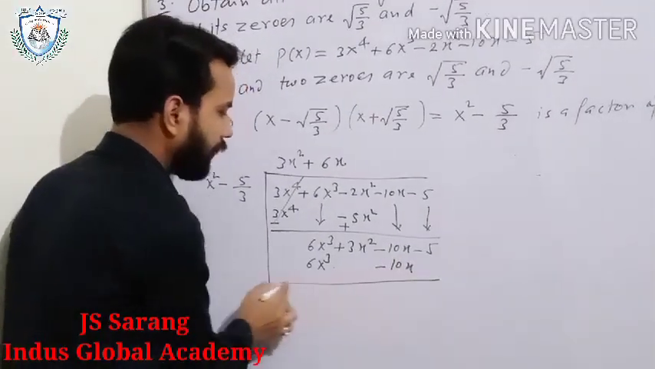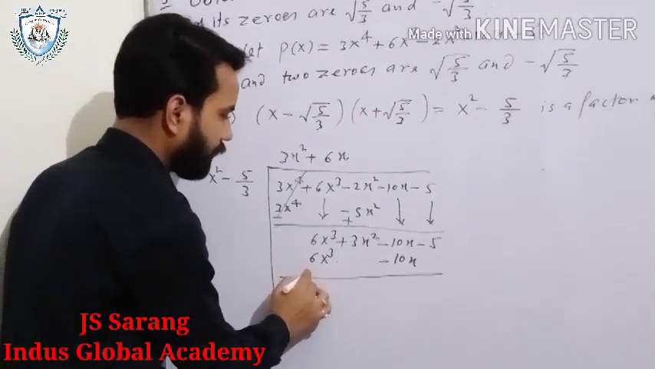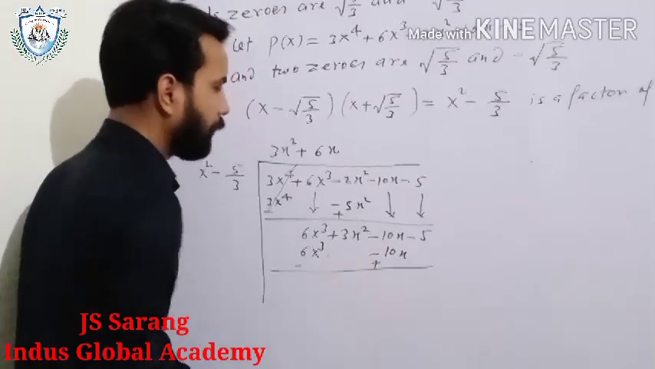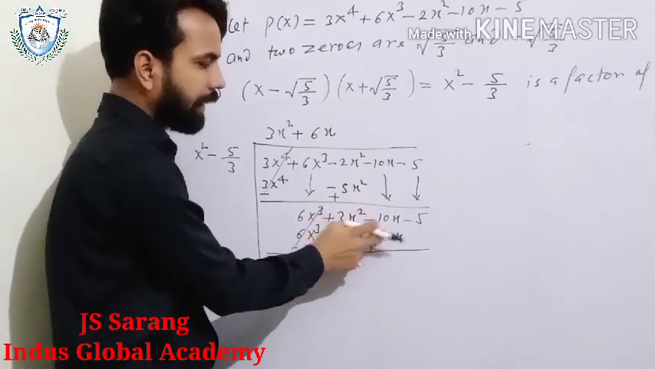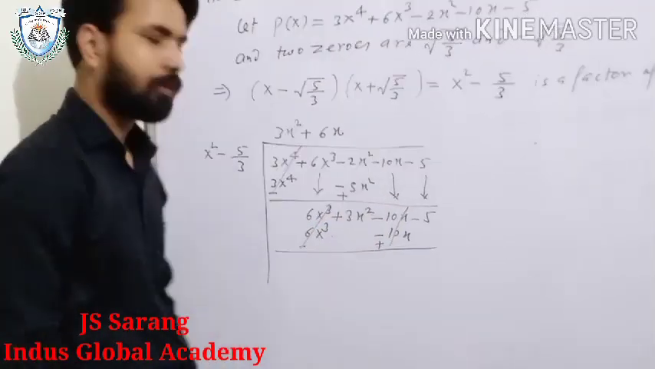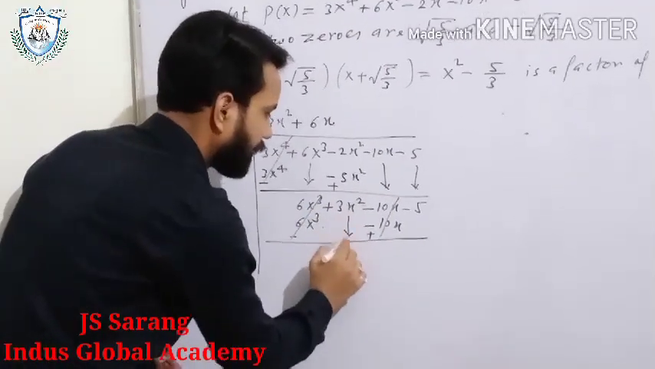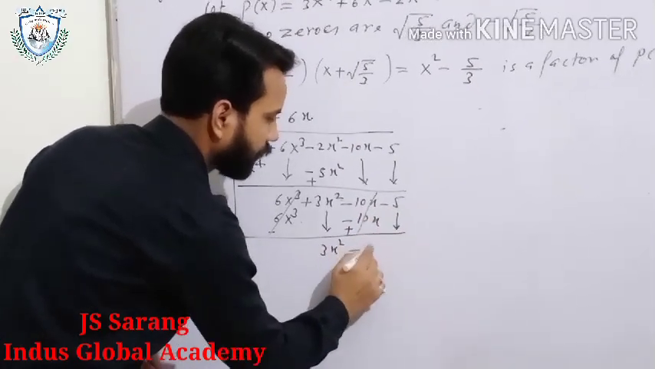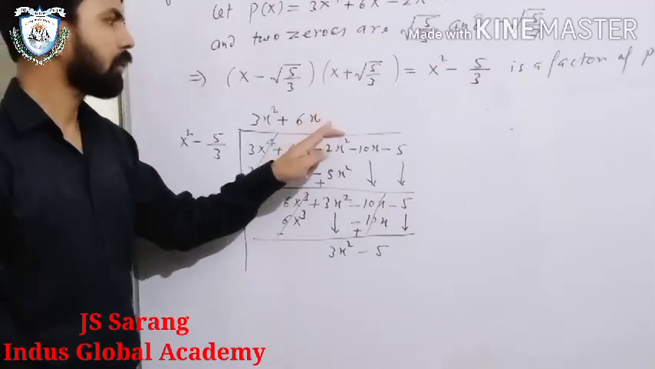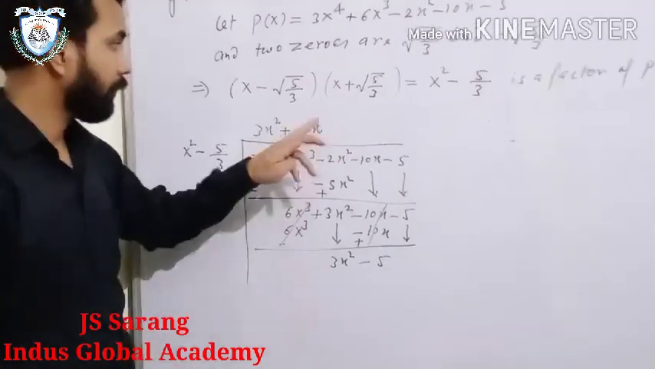Now again we will change the sign. This is positive, so it will be negative. This is negative, so it will be positive. But 6x cube positive and negative cancel. Negative 10x and positive 10x cancel. So what is left? 3x square minus 5. Again we have to put some value here. So what will be the value?